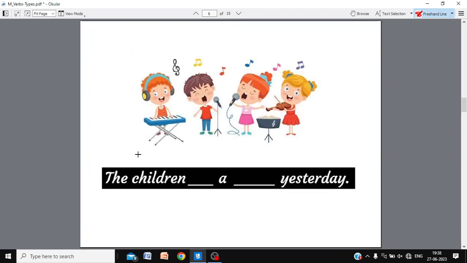Next, the children sang a song yesterday. The children sang a song yesterday. Sang, verb. A song, that is the object. Yesterday.